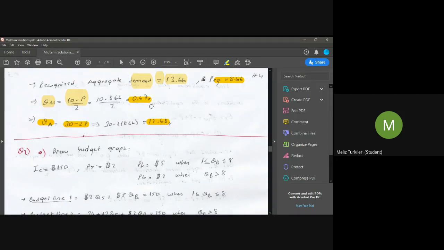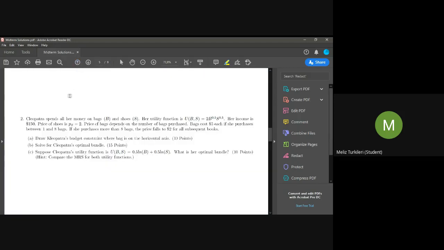It shows that our solution is correct. Is there any question for this part? No? Okay. Let's go on with the second question. First one is done. Okay.